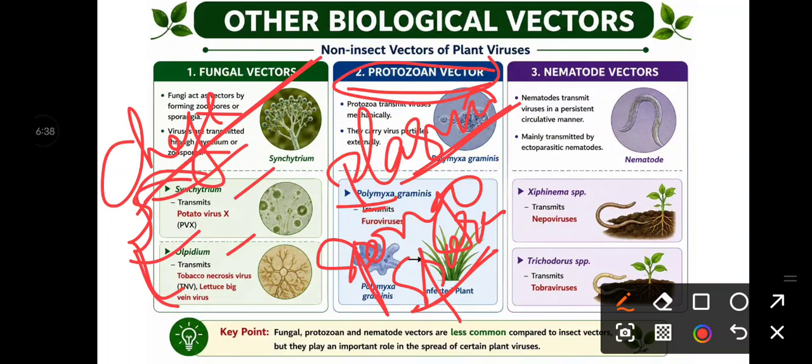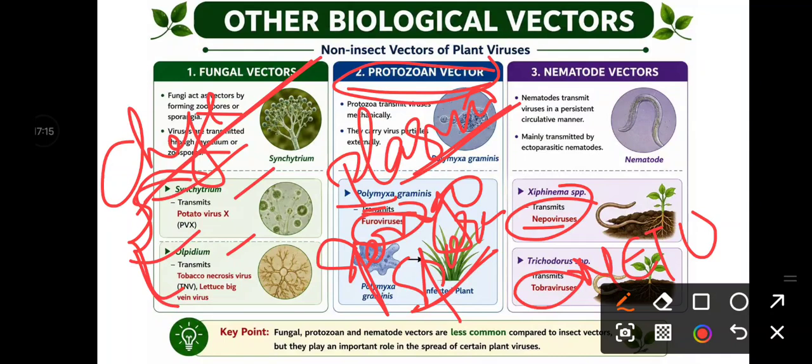Initially, as these vectors were considered fungi, the furoviruses, they are named like this, furovirus, transmitted by Polymyxa graminis. We will discuss in detail. Next, the nematode transmitting viruses. Nematode-transmitted viruses are classified into two groups, the nepovirus and the tobravirus or netuvirus.